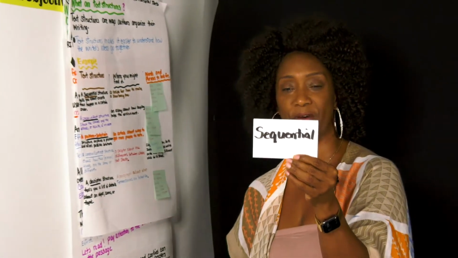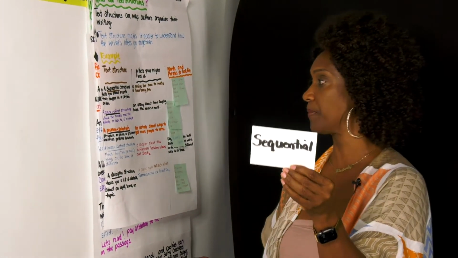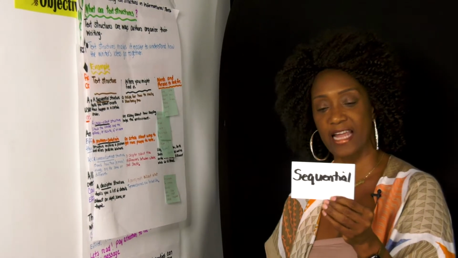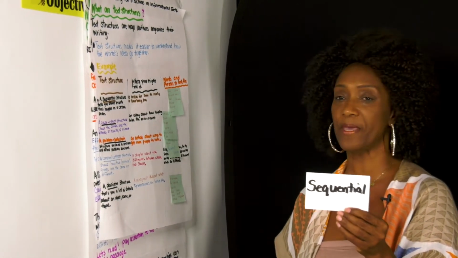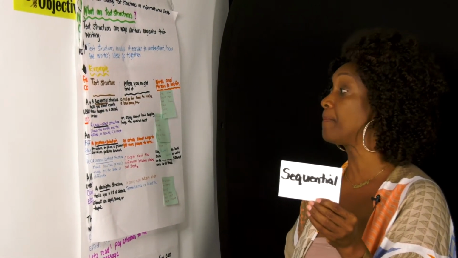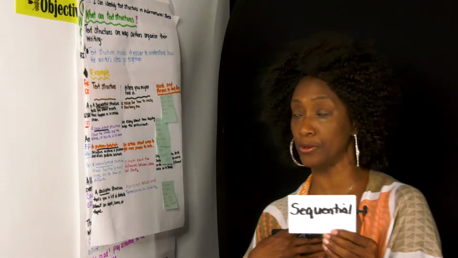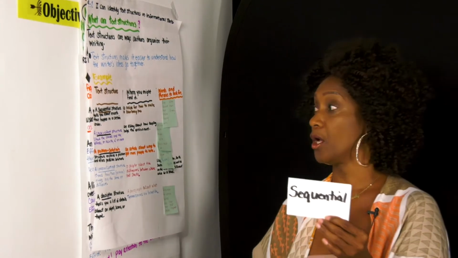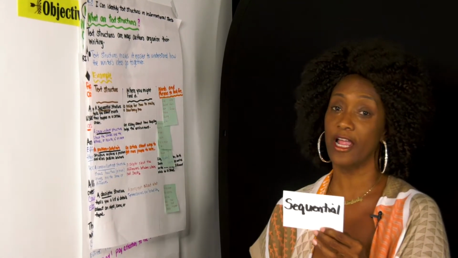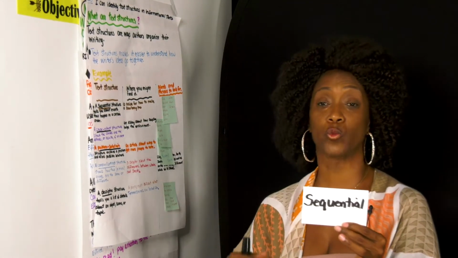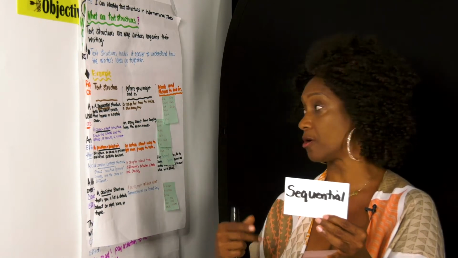Okay, where might you find this sequential structure? Well, you might find this structure in a recipe for how to make a blueberry pie. How many of you like blueberry pies? I do. Okay, so now we know that it is a sequential structure. It occurs when things are given in a certain order.